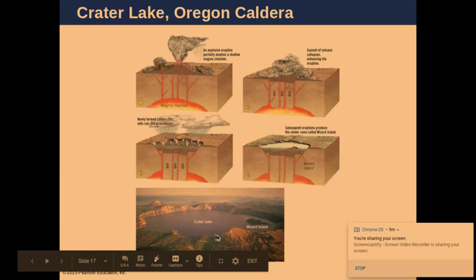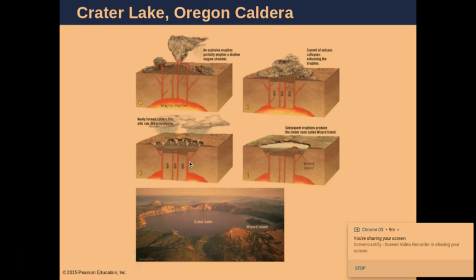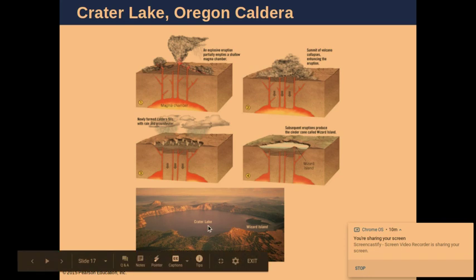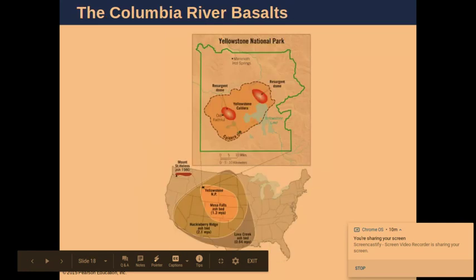So this is Crater Lake. I think this is in Mount Hood in Oregon, and so this is, down below here, you have a very large volcano.